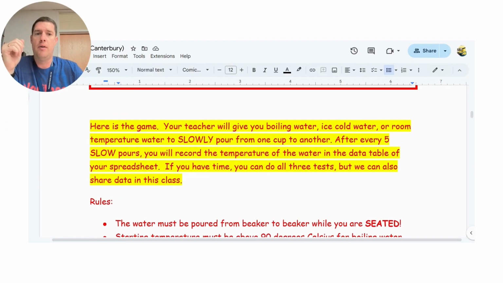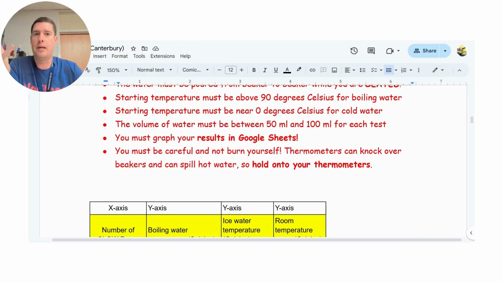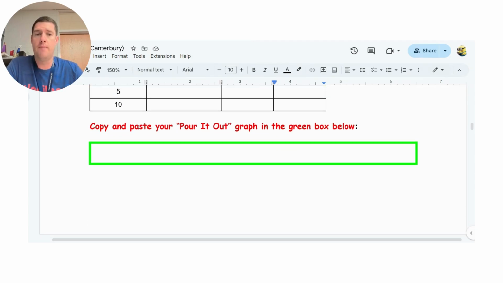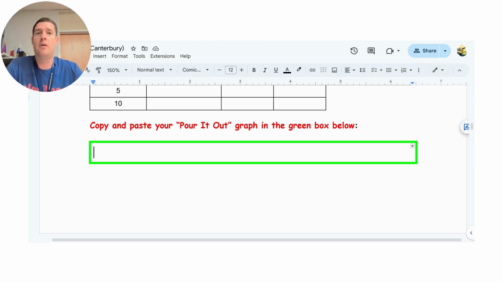Okay. Now, the red text simply is the steps of how to do Pour It Out. So we've already done these steps, so you don't have to worry about the red text. In this area here, it just wants you to give your first 3 rows of data from your graph. So from your Pour It Out graph document in your data table, just throw your first 3 rows of data in there.